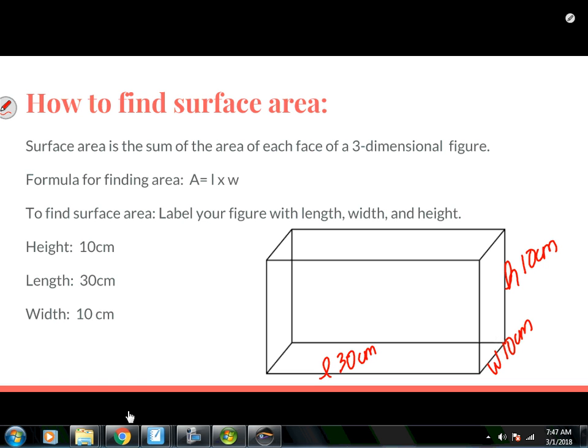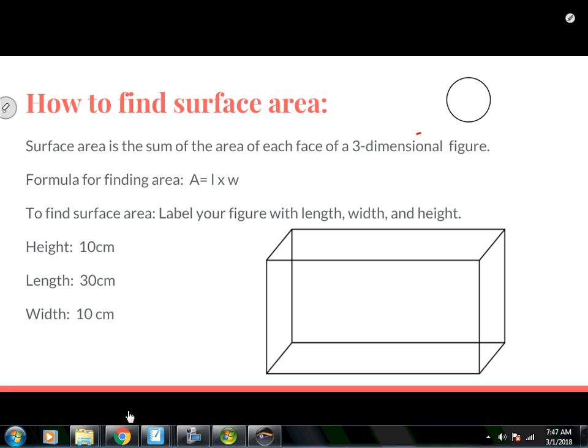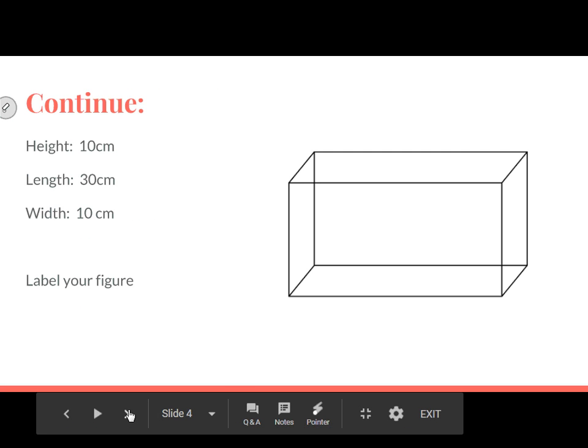Now, remember what I told you, when it comes to your state test, you can do a quick sketch. It doesn't have to be pretty. It can be pretty messy, but as long as you get the idea, here's my length, here's my width, here's my height. And you can solve the problems fairly simply when you have that information.